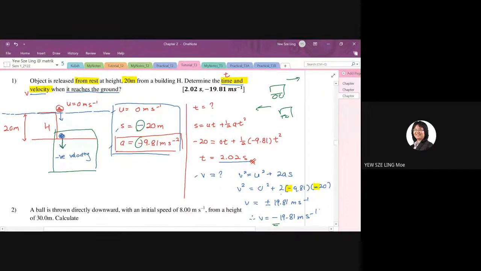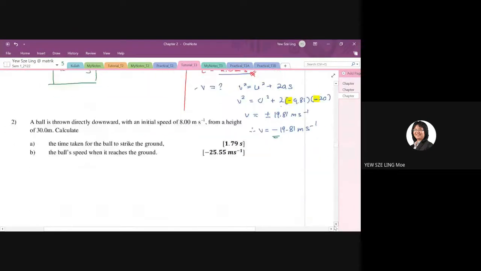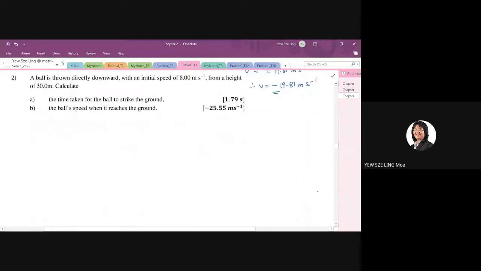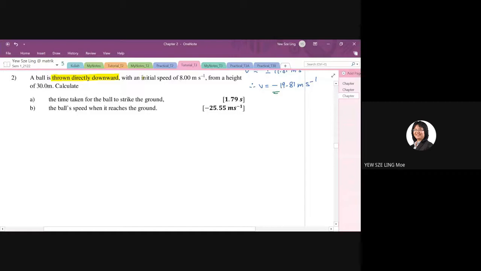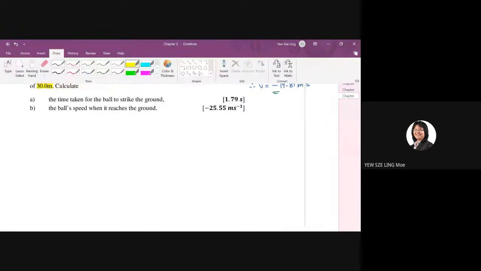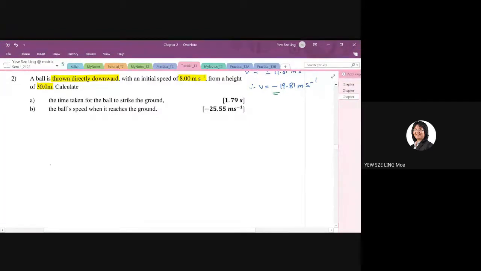Okay, so let us proceed to the next question. So next question is very similar to question 1, but now instead of dropping an object, you throw it. You throw downwards, directly downward with an initial speed of 8 meter per second, from a height of 30 meter. So let's draw a diagram. Again, this is the ground, this is the building, and this is the object. So the height of the building is 30 meter.